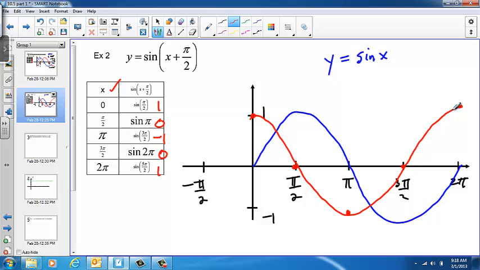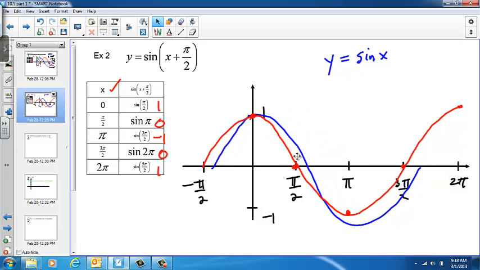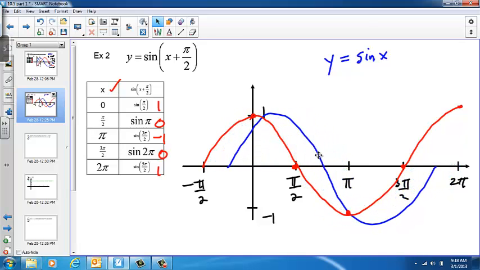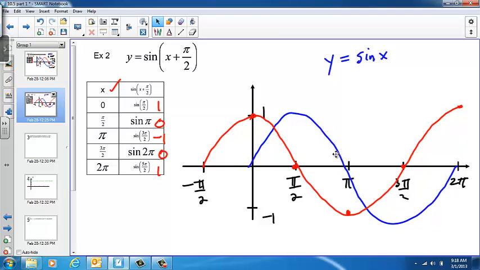And if I were to continue it to the left of the y-axis over to negative pi over 2, that's what it would look like. Now look at what's happening here. When we replaced x with x plus pi over 2, it looks like what we're doing is we're taking the graph of the sine function, the blue graph, and we're just shifting it to the left pi over 2 units.